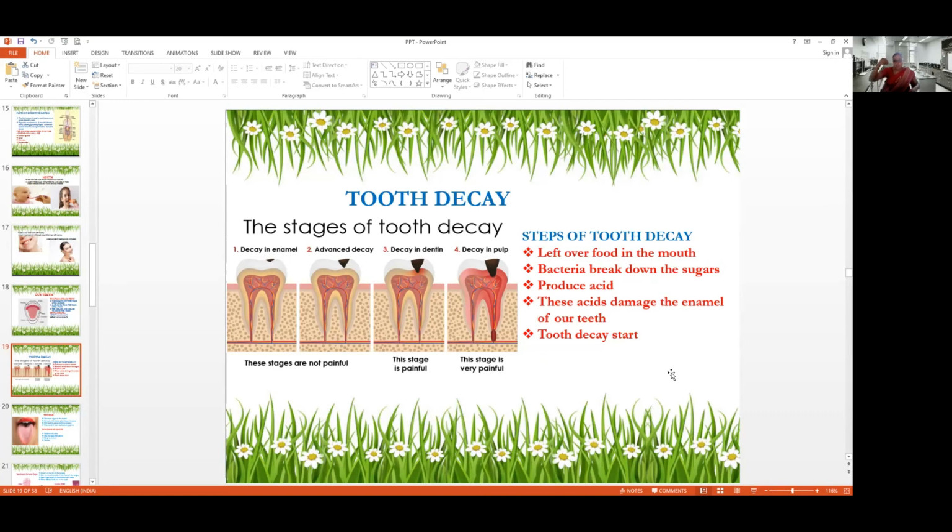When the decay, that is the bacterial infection, reaches the root, it becomes more painful. At that time there is no other way: if it reaches the root, we have to take out the tooth with the help of the dentist.